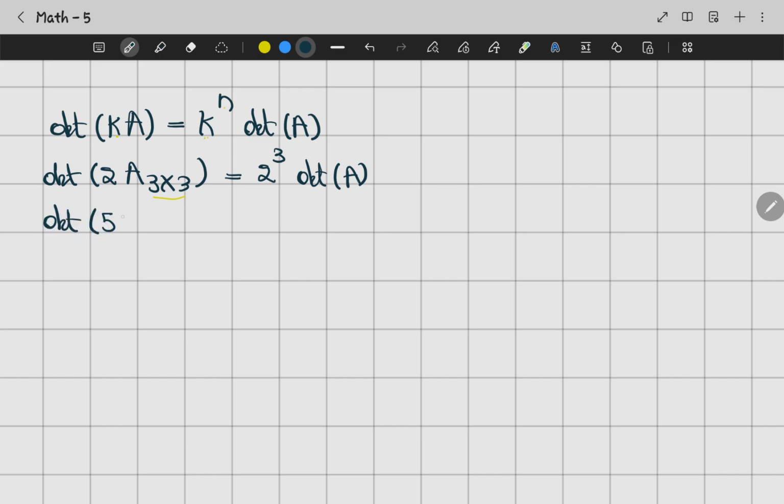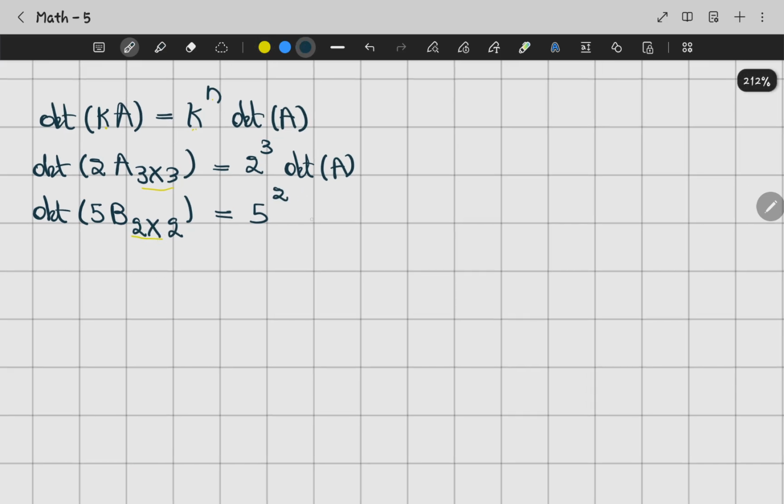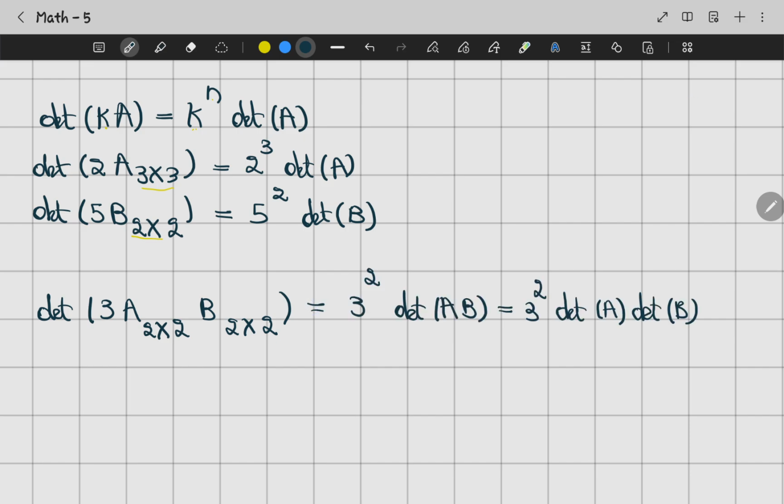The same goes for this other example. The determinant of 5B, a 2 by 2 matrix, is the same as 5 to the power 2, because the size of the matrix is actually 2 by 2, so that's why we have a 2 there, times the determinant of B. Let's say for example you're asked to solve this one. Because this is the power of the matrix, we're going to have a power of 2 on those determinants, and then we can separate them this way.